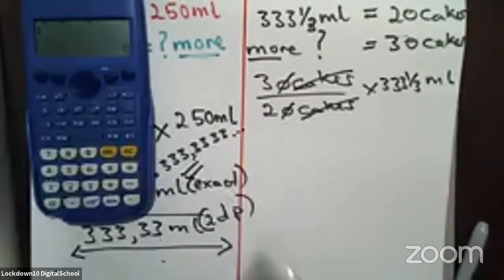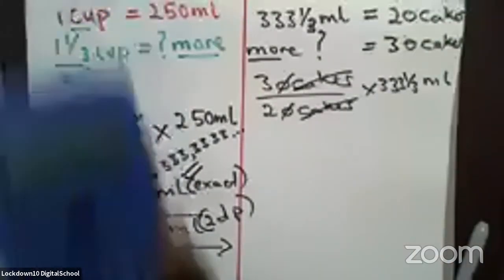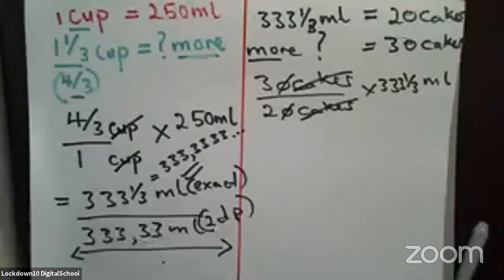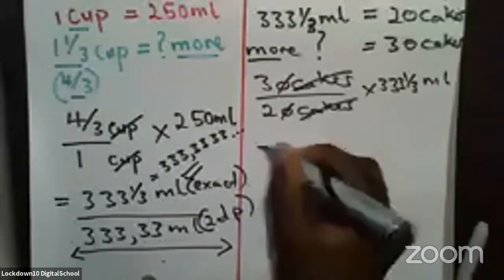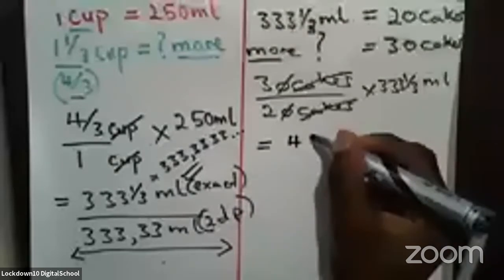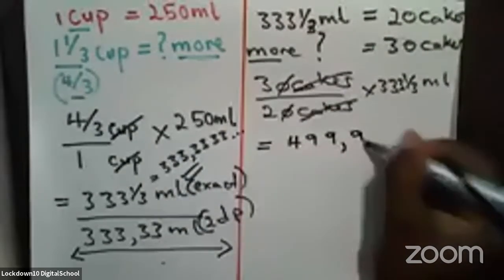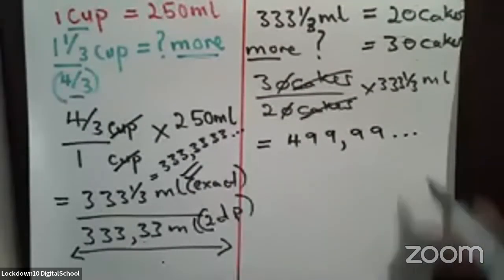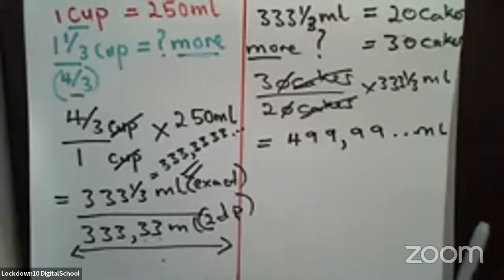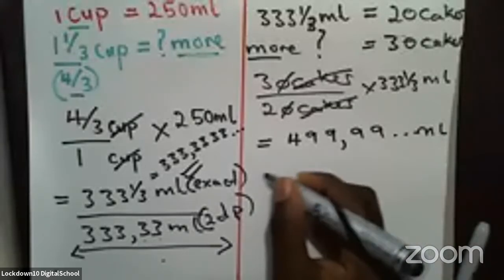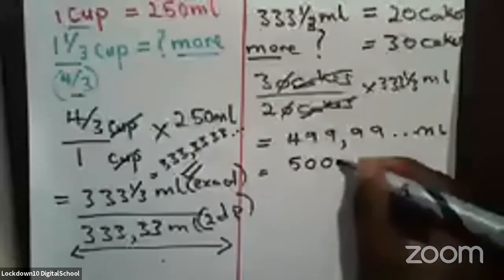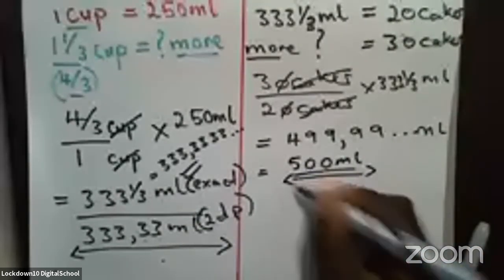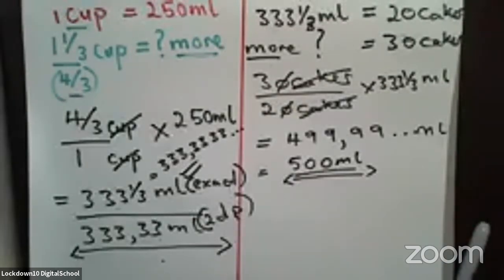So I now have 3/2 multiplied by 333. So that is what I have. This is equal to 499.99. It continues like this. And it is in milliliters. So just to round this off, this will give us 500 milliliters. So this is the amount of milk that is required.